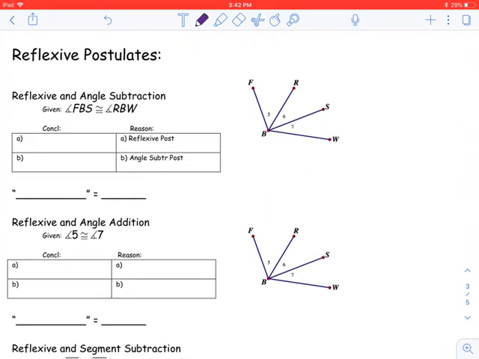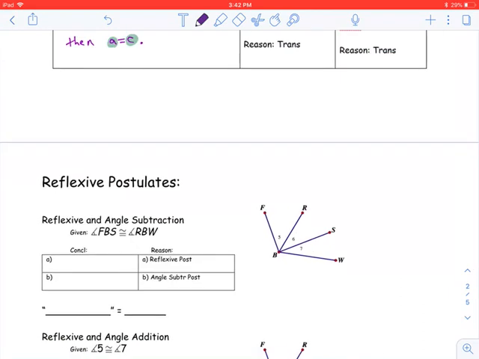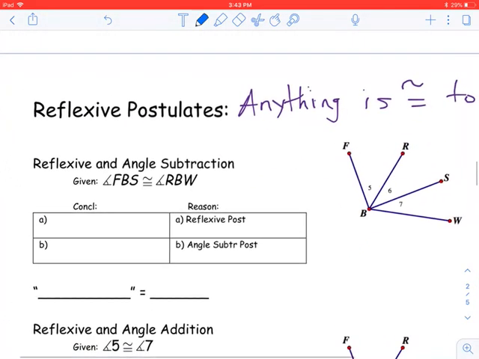So now we're talking about reflexive. So reflexive postulates just means that anything is congruent to itself. Anything is congruent to itself, which sounds silly, I know. Sounds kind of obvious, I know. But we need the reflexive property in order to figure out that certain other things are congruent, okay?